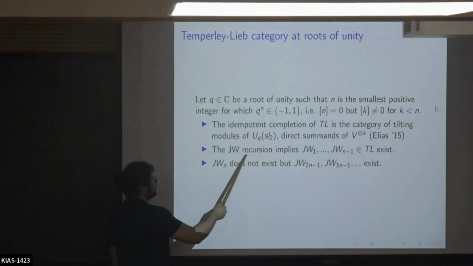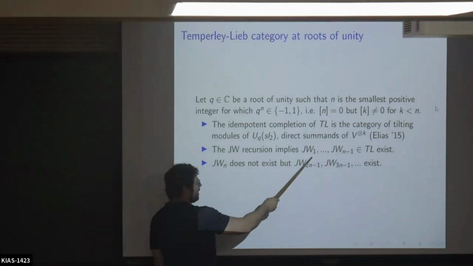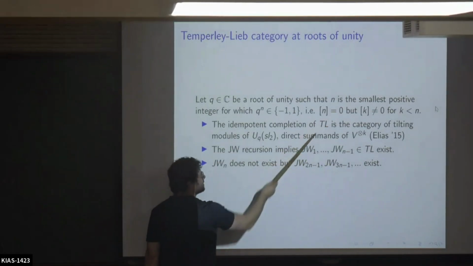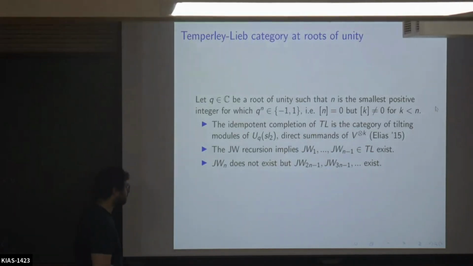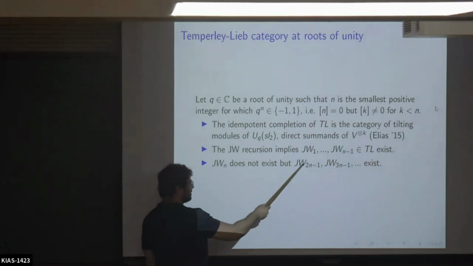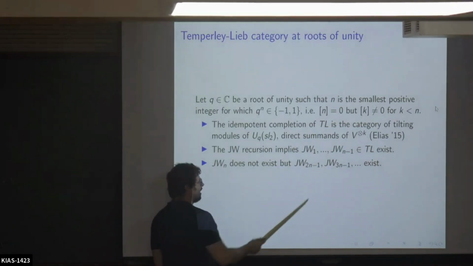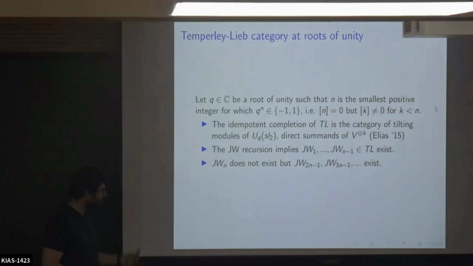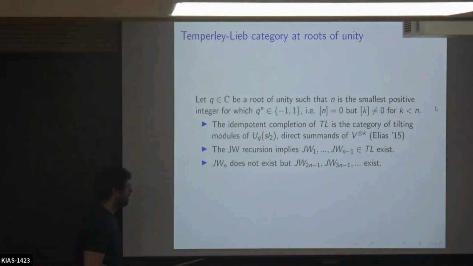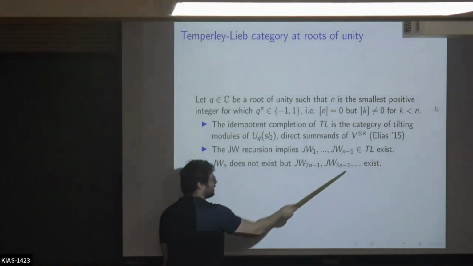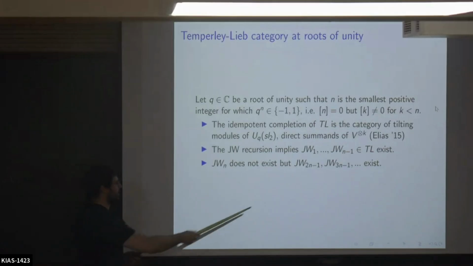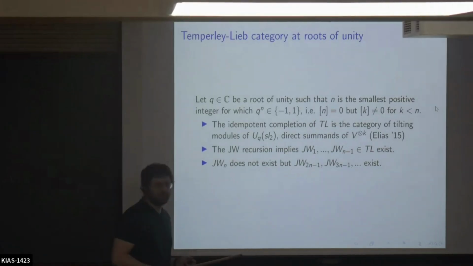And so our Jones-Wenzl recursion implies that Jones-Wenzl 1 through Jones-Wenzl n minus 1 all exist because the quantum integers are non-zero up until that point. Jones-Wenzl n won't exist, but it turns out that Jones-Wenzl K will exist if K is minus 1 mod n. And Jones-Wenzl 2n minus 1 will be the most important one for this talk, but we'll briefly talk about how to construct the other ones as well. So next I'll tell you how to construct Jones-Wenzl 2n minus 1.